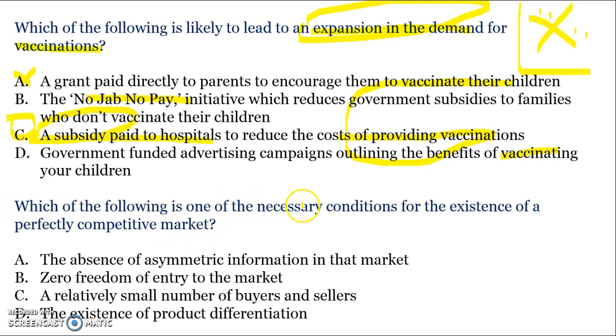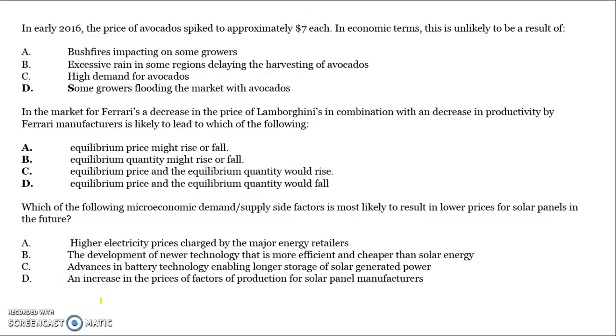Which of the following is one of the necessary conditions for the existence of a perfectly competitive market? Okay. Again, there's sort of double negatives here. So which one would occur in a perfectly competitive market? The absence of asymmetric information, that's the same as saying there's perfect information. That's a condition of a perfectly competitive market. Zero freedom of entry, well, that's the opposite. There's complete freedom of entry. So that's not true. A relatively small number of buyers and sellers, no, there's a lot. And the existence of product differentiation, no. In a perfectly competitive market, they're the same. The correct answer is A, the absence of asymmetric information is the same as saying there's perfect information.